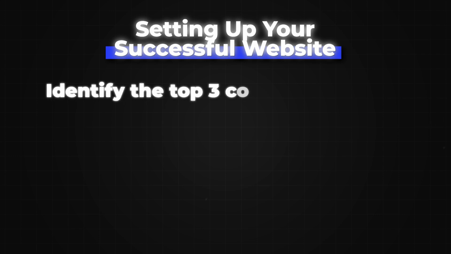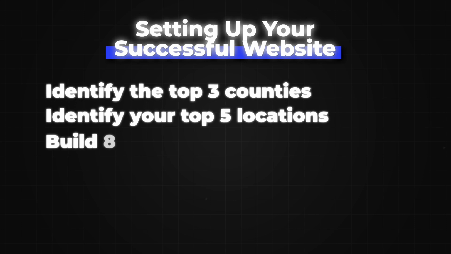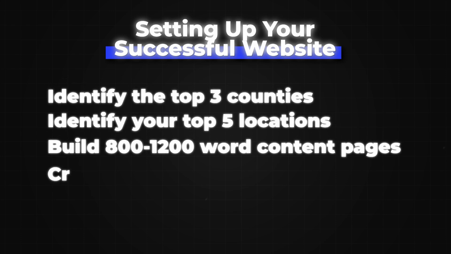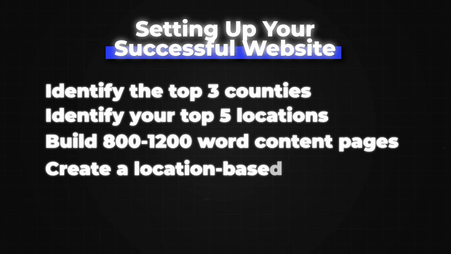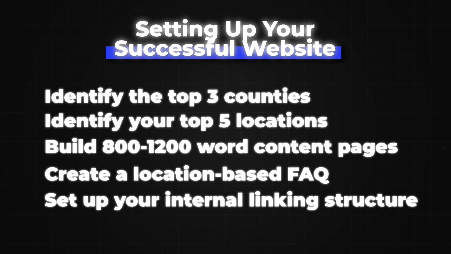So here's your task for today. Get your website structure set up for success. Identify those top 3 counties, identify the top 5 locations that you really want to rank in, start building the content that has 800 to 1200 words per page, include your frequently asked questions section, and put together the correct internal linking structure, and you're already going to be on your way to SEO success.